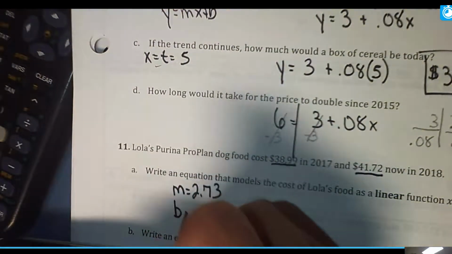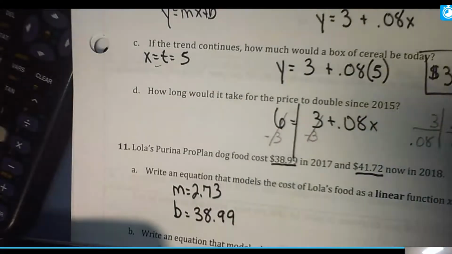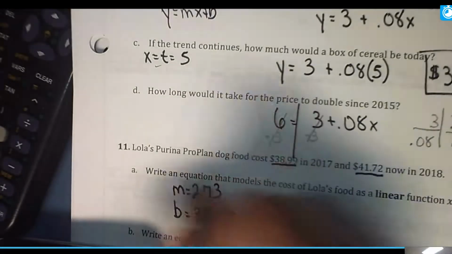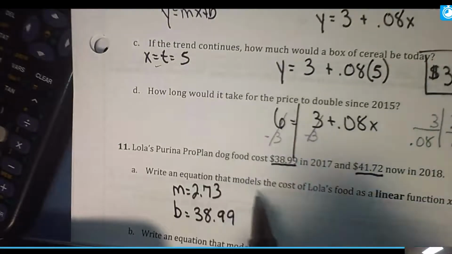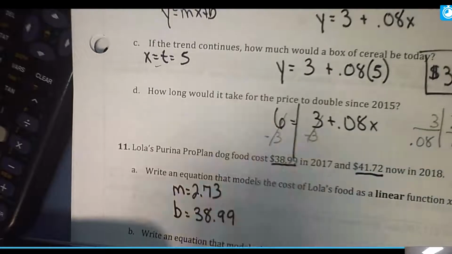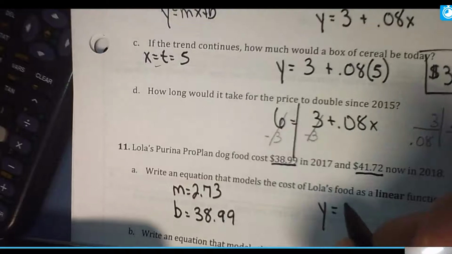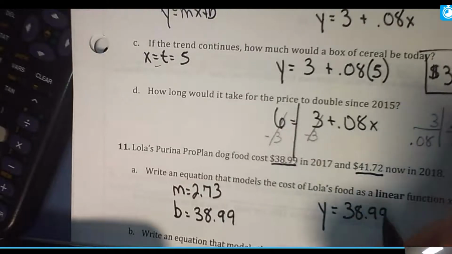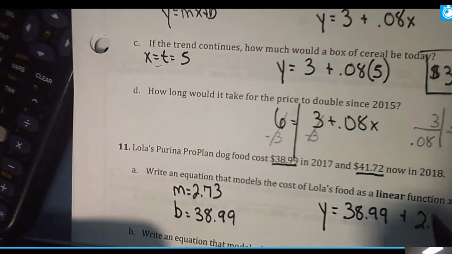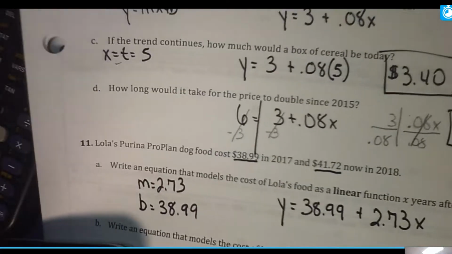My beginning amount was the original price that I knew about, the $38.99, and now I'm going to write my equation. So we're going to write an equation that helps us figure out the cost of Lola's dog food after 2017, because it started in 2017. So to get a new price of dog food, it starts at $38.99, and then I'm adding $2.73 every year. So I just filled in MX plus B.